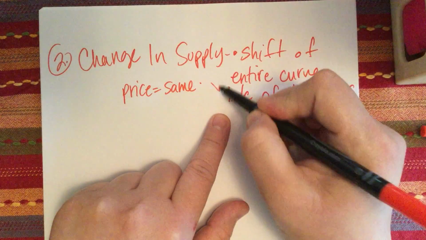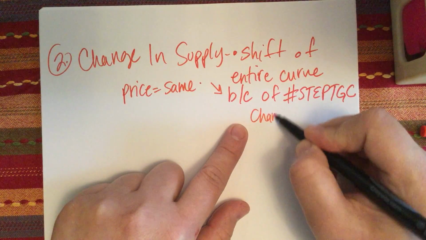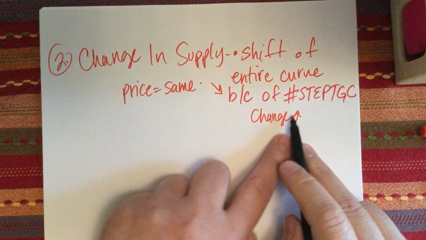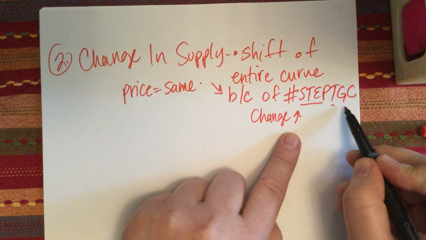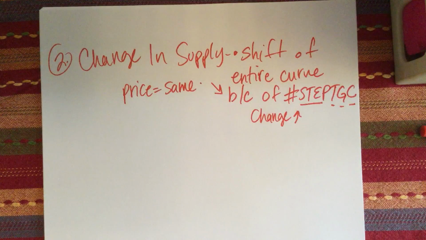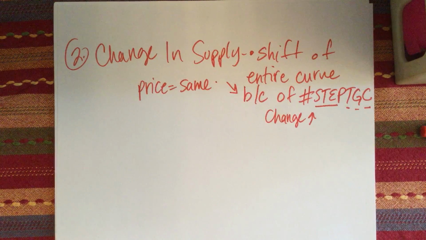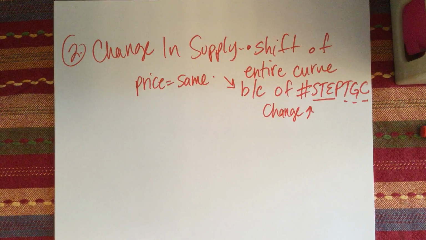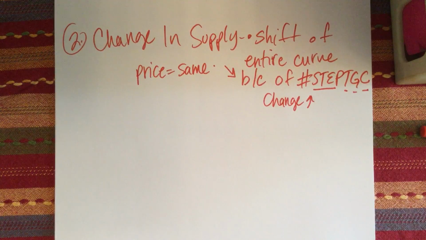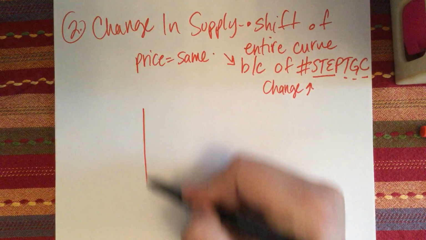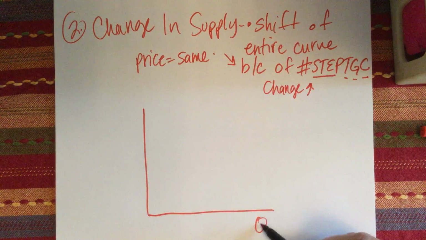And then because of a change in hashtag step through giant cactus, because we live in Texas. So if you remember that, then you'll remember the non-price determinants. I know it's kind of silly, but it's the way that my students learned and they came up with the acronym, so I just went with it. So a change in supply is just that there is a change in the entire curve.